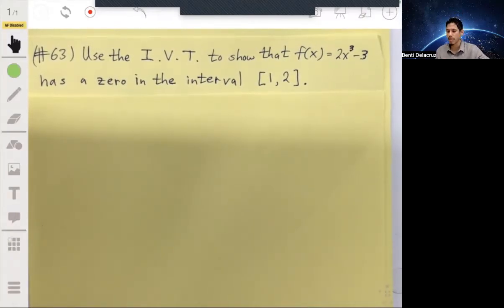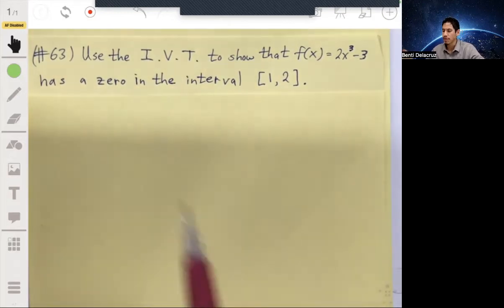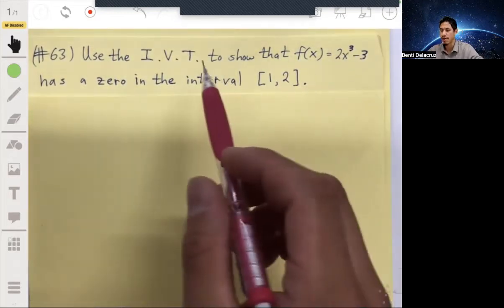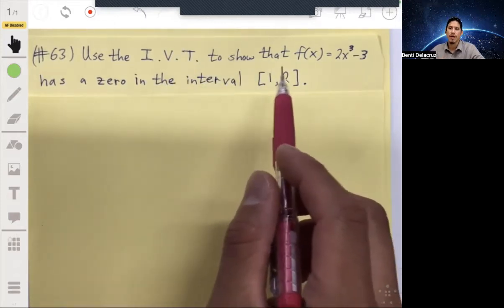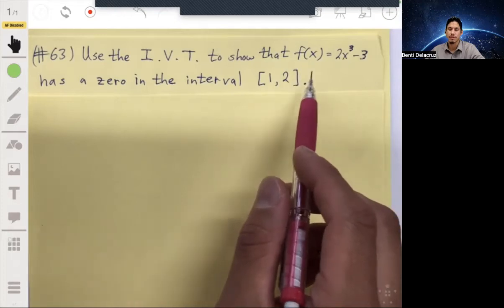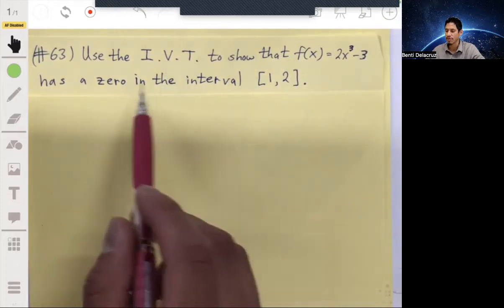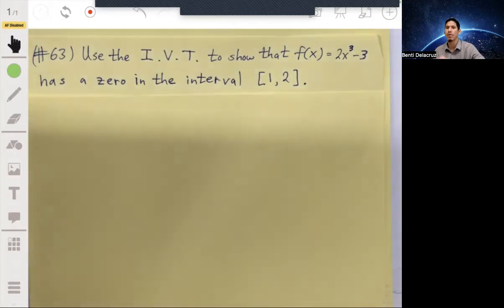All right, so we're going to go over an example of how you can apply the intermediate value theorem. In this problem specifically, we're going to use the intermediate value theorem, or the IVT, to show that the function f of x is equal to 2x cubed minus 3 has a 0 in the closed interval [1, 2].